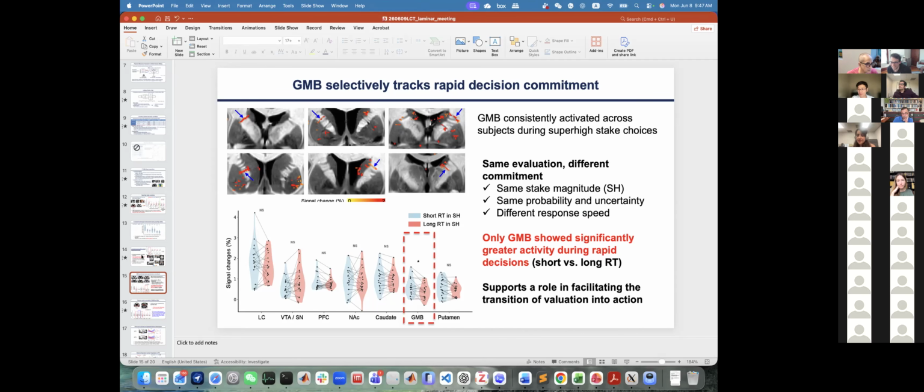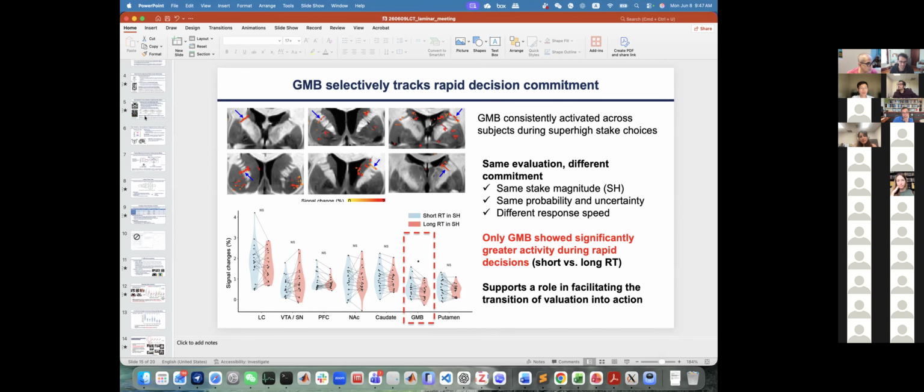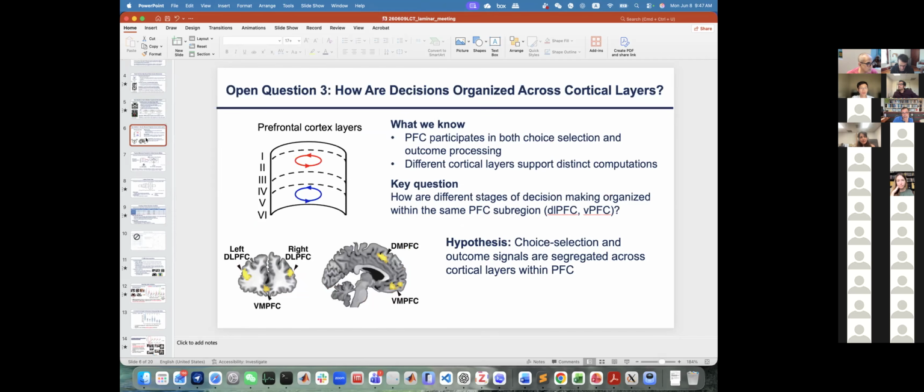Hi, I think I'm next. My question was about your introduction, where you talked about how you were expecting to find outcome processing in superficial layers and choice in deep layers. What led you to hypothesize that? What led you to hypothesize that superficial would be more involved in outcome processing and deep in choice?